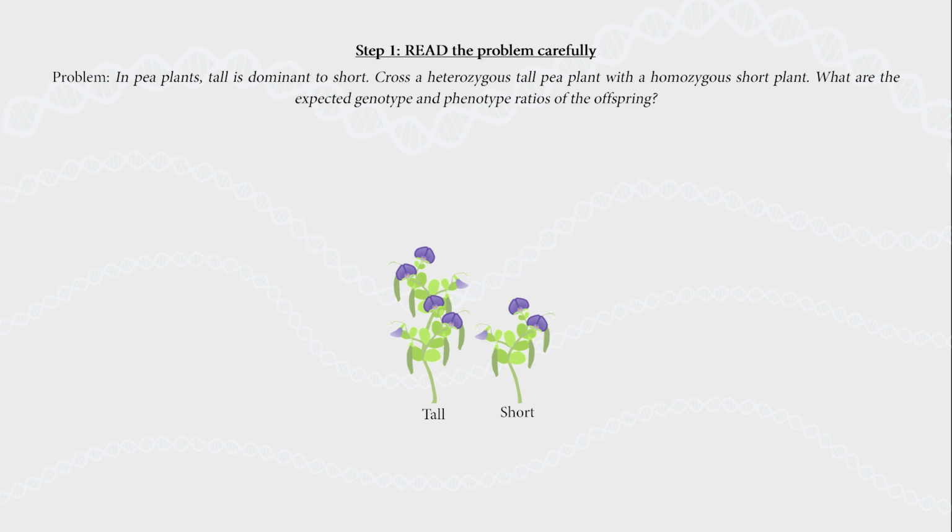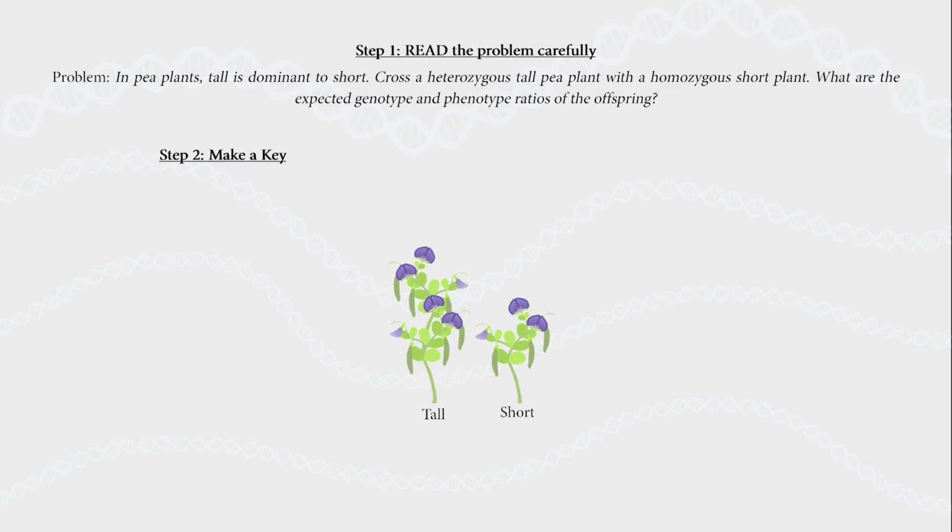Step 1. Read the problem carefully. As you are reading, look for key terms and phrases. In this case, we see that tall is dominant, and that one parent is heterozygous, and the other is homozygous short. You may want to underline or highlight these key ideas as you go.